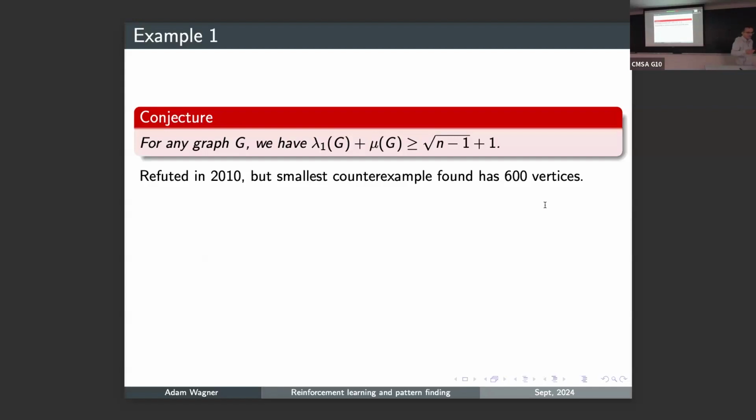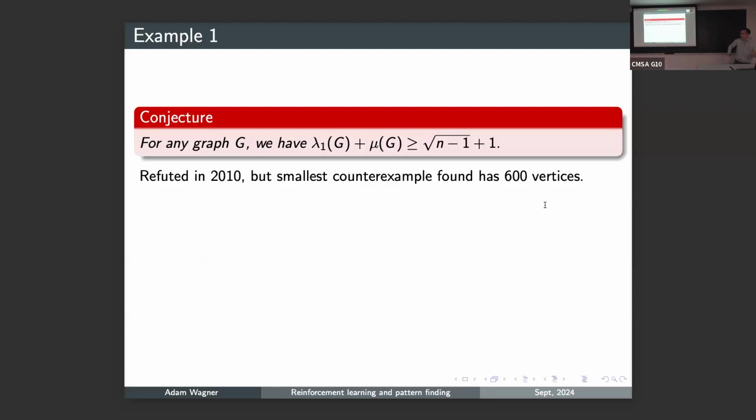So let's start with this example here. First example is just a baby example. Here's a conjecture from literature that we know is false. So we should be able to find a counterexample with our method as well. So this conjecture says something about graphs. It says that for every graph, the sum of the largest eigenvalue and the matching number is at least some kind of function of the number of vertices.